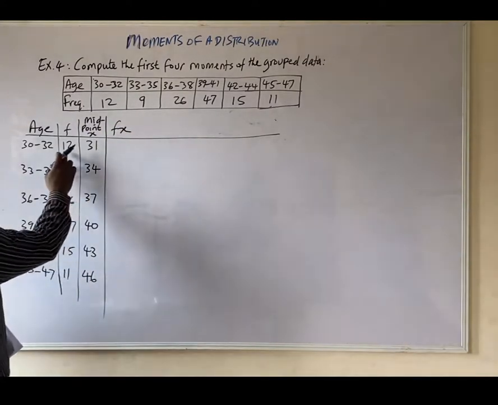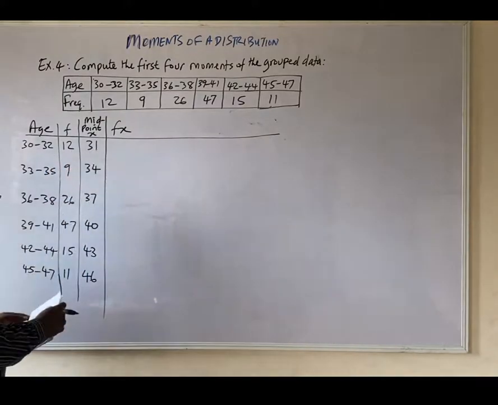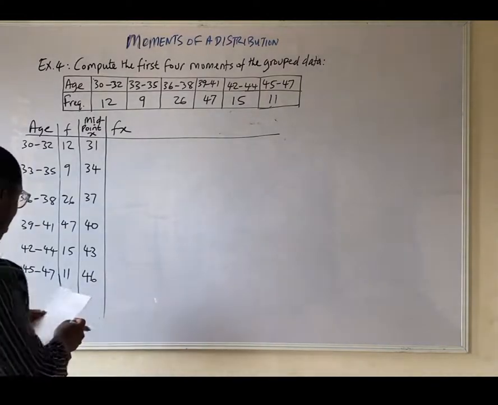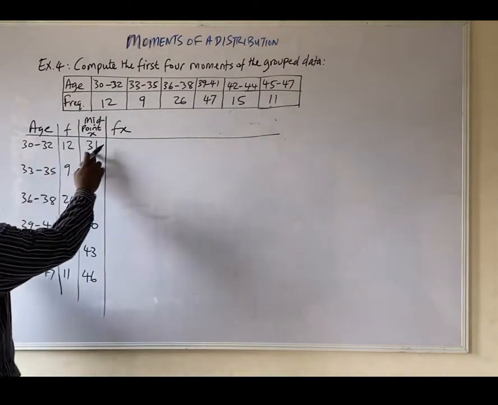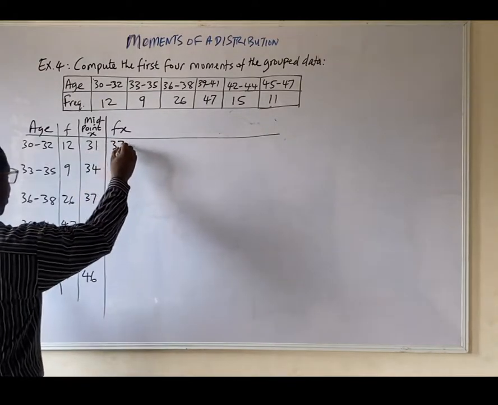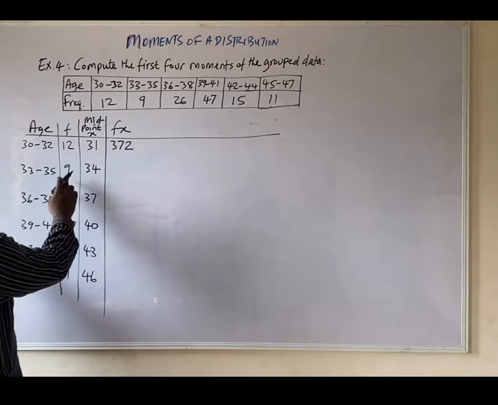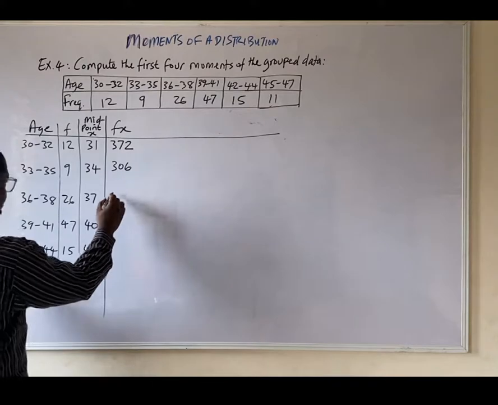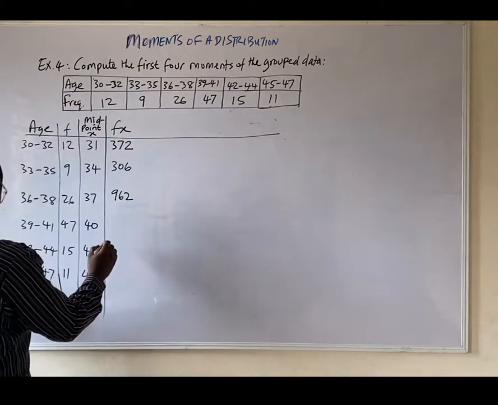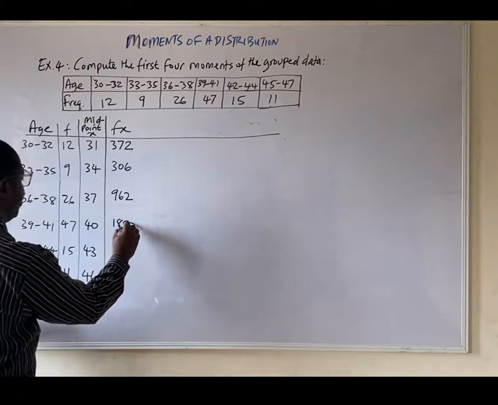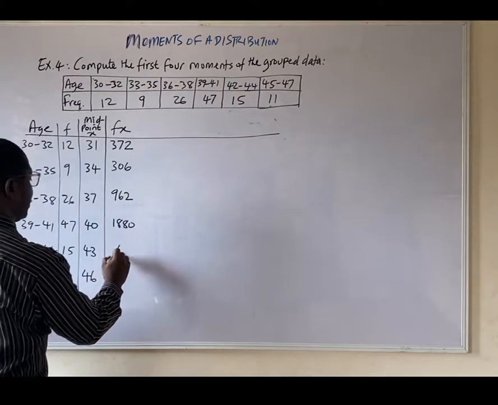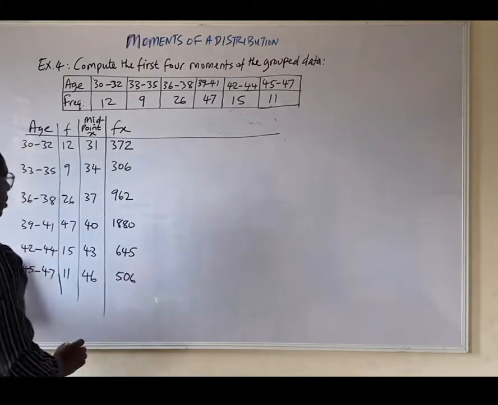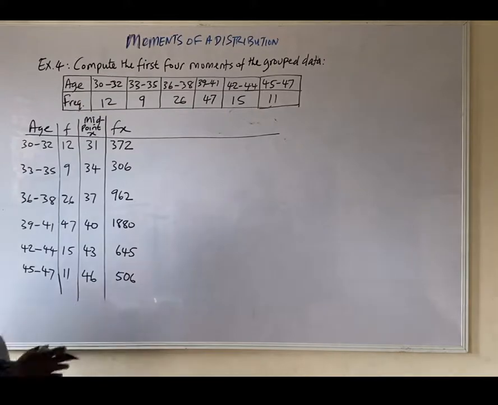Fx will be the frequency times the x point, or the class mark. So let's do that quickly. 12 times 31, we have 372. I hope you are doing that on your own. 9 times 34, we have 306. The next one is 962. The next one is 1880. The next one is 645. And the last one is 506. So that's what we have as our fx.